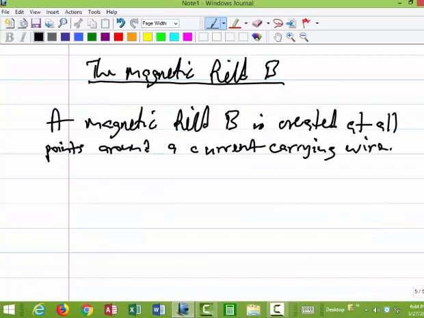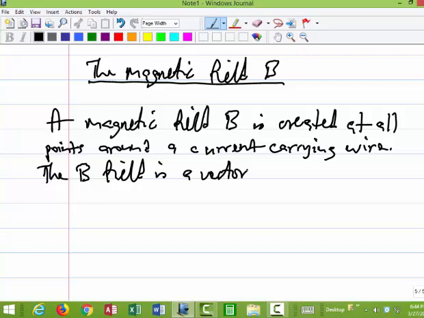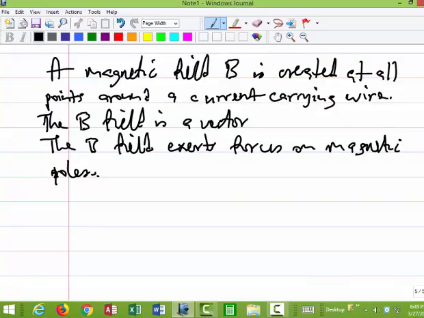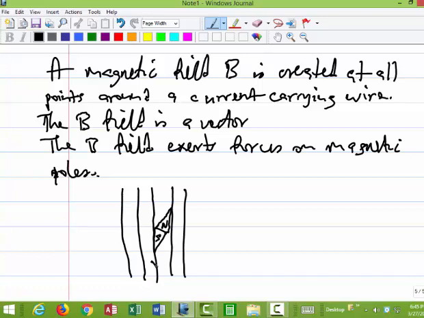Magnetic field is a vector. I'll just write B field. It's a vector, and the field exerts a force on magnetic poles. So if you put a compass in a magnetic field where the field lines are pointing that way, it's going to have forces on it that will attempt to line it up with the field. So this is the magnetic field B, and so there will be a force this way, F, and another force that way, F. The forces will tend to line or rotate the compass so that it lines up with the field.